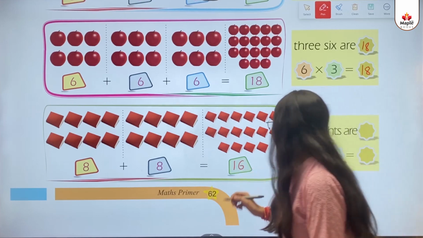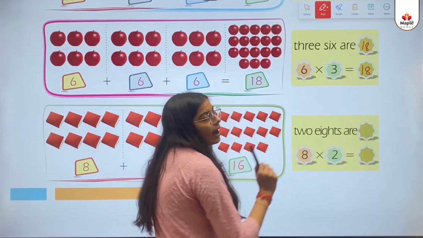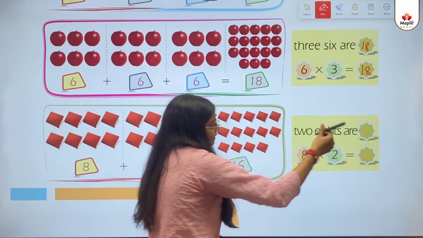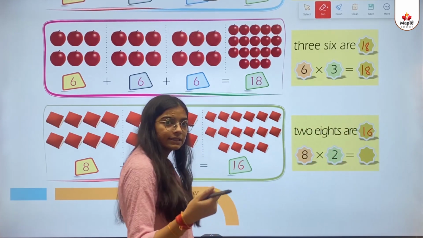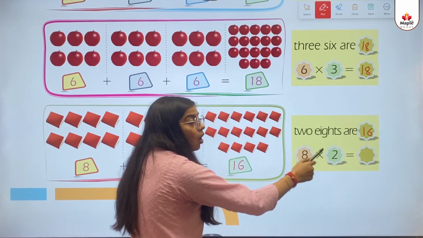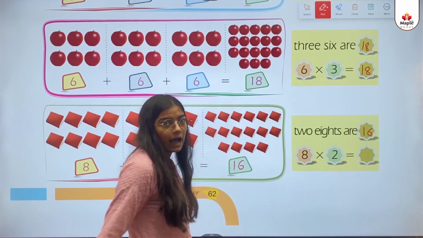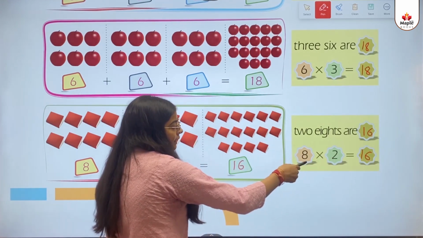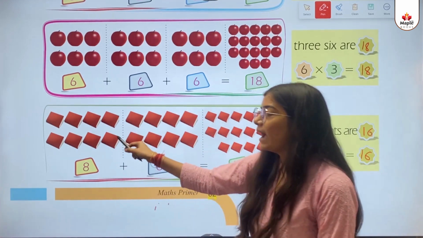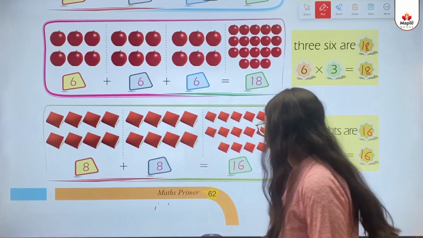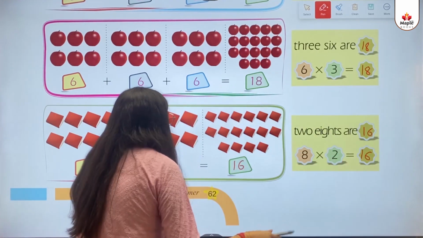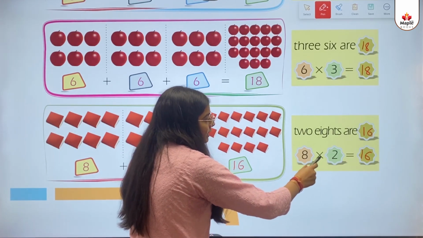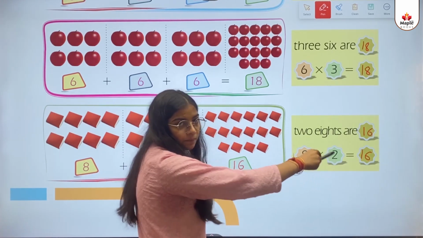We'll write here 16. 2 8s are 16. So what will we write here? 16. Then 8 twos are, or we can say that 2 8s are 16, is the same thing. What does this 8 say? That each group has 8 objects. And what does this 2 say? That how many groups are there? 2 groups are there. So we multiply with each other. 2 8s are, or 8 2s are 16.